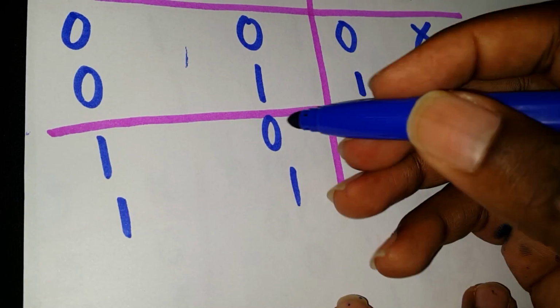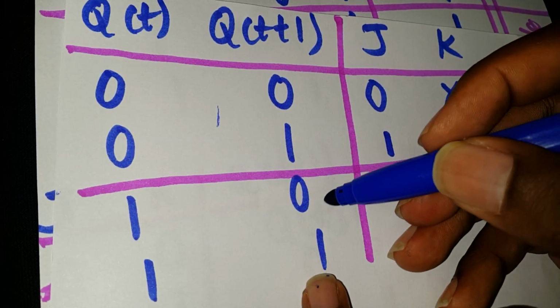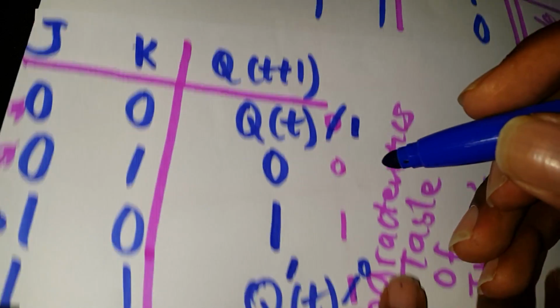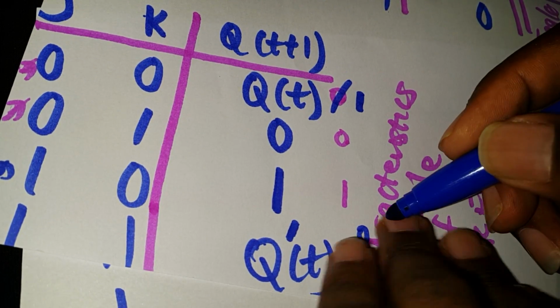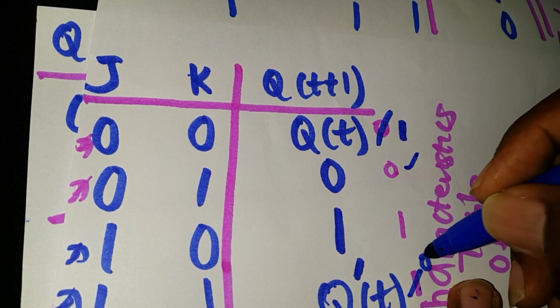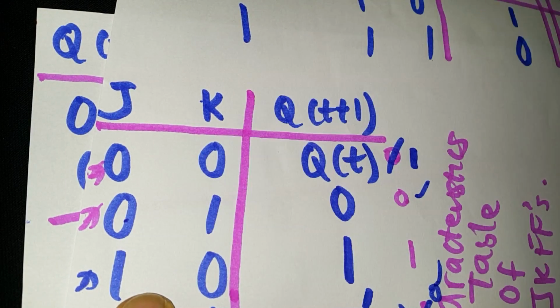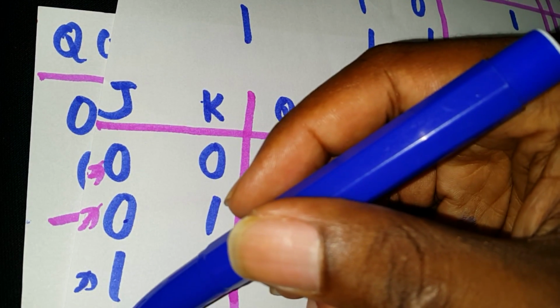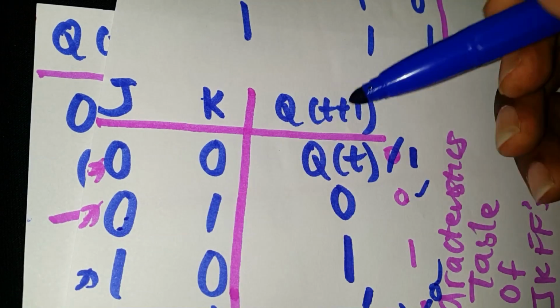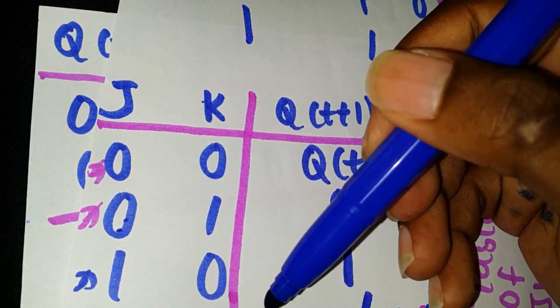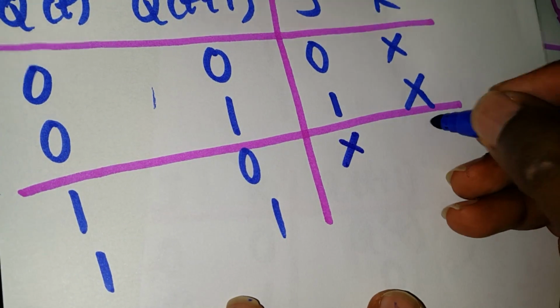So we look at our Q of t plus 1. Q of t plus 1 is 0 here. We look at where Q of t plus 1 is 0. It is 0 here and also here. It is 0 here and also here. Now what are the conditions? We have 0 1 and 0 1 and 1 1. That means J is changing but K is not changing. That means don't care 1. We have don't care 1.